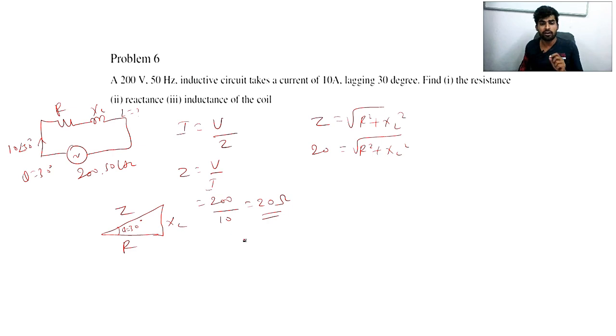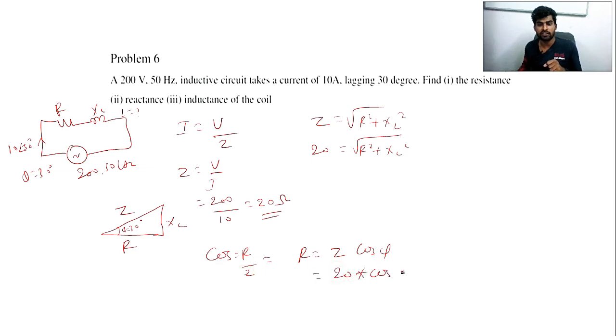What about the power factor formula or cos phi? Cos phi is equal to R by Z, right? So R is the adjacent, Z is the hypotenuse. So you can calculate here, right? R is equal to Z into cos phi from this formula. You just multiply here. Z is 20 into cos 30. So what you will get? R is equal to 17.32 ohm, right?